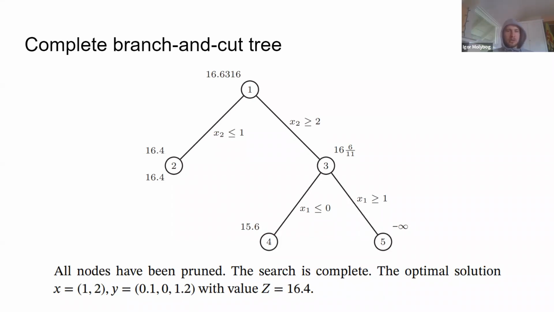The optimal solution has been found in the node 2. Its value is 16.4, and the solution is 1, 2, and the y is 0.10 and 1.2. Which essentially completes the entire algorithm.